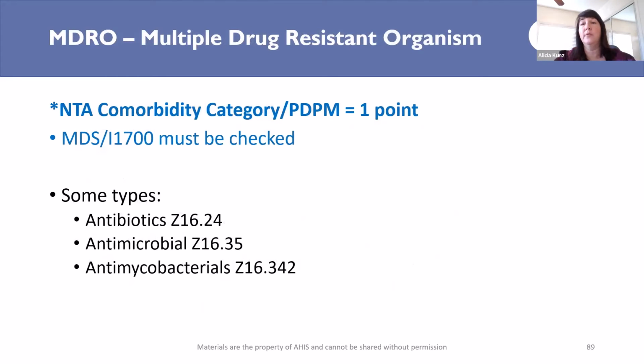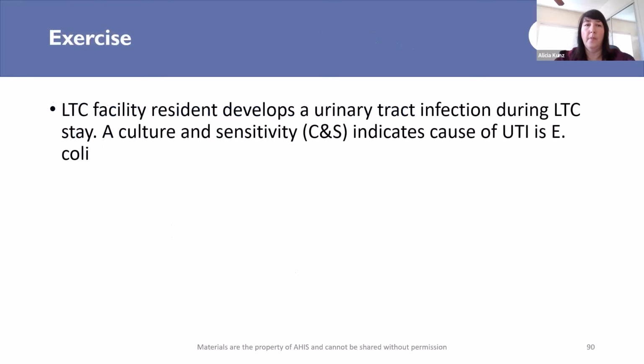MDRO, multiple drug resistant organisms, will get you an extra 1 point on your NTA comorbidity category. And in this case, it's telling you that section or line item I1700 must be checked on your MDS. And there's some different types here. For MDROs, you've got antibiotics, antimicrobial, or antimycobacterials. And make sure we're using those codes as well.